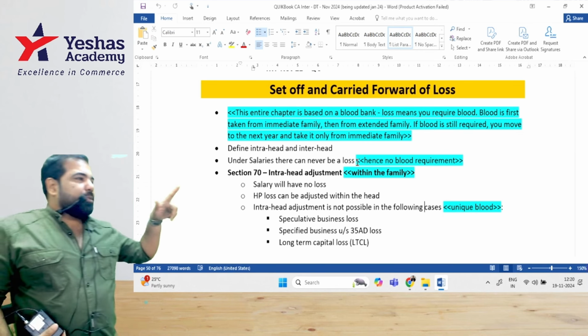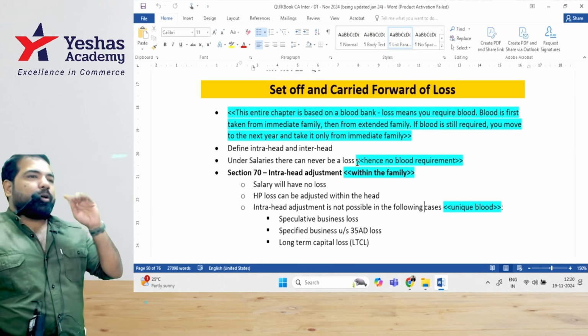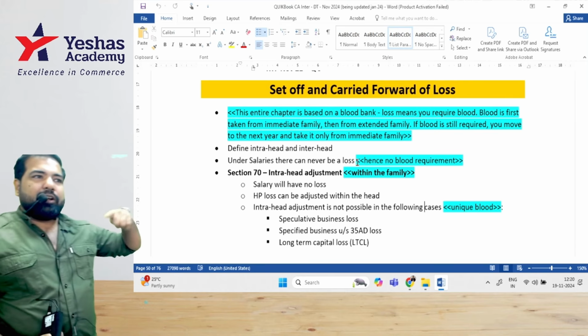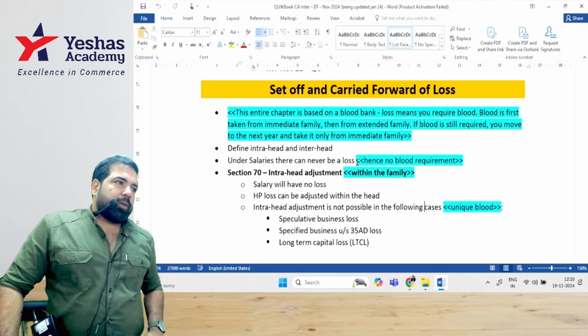And can the family help each other, guys? Yes. SOP loss 30,000, LOP profit 40,000. Can it be set off? Yes. What is the net amount, guys? 10,000. Next, go to PGBP.